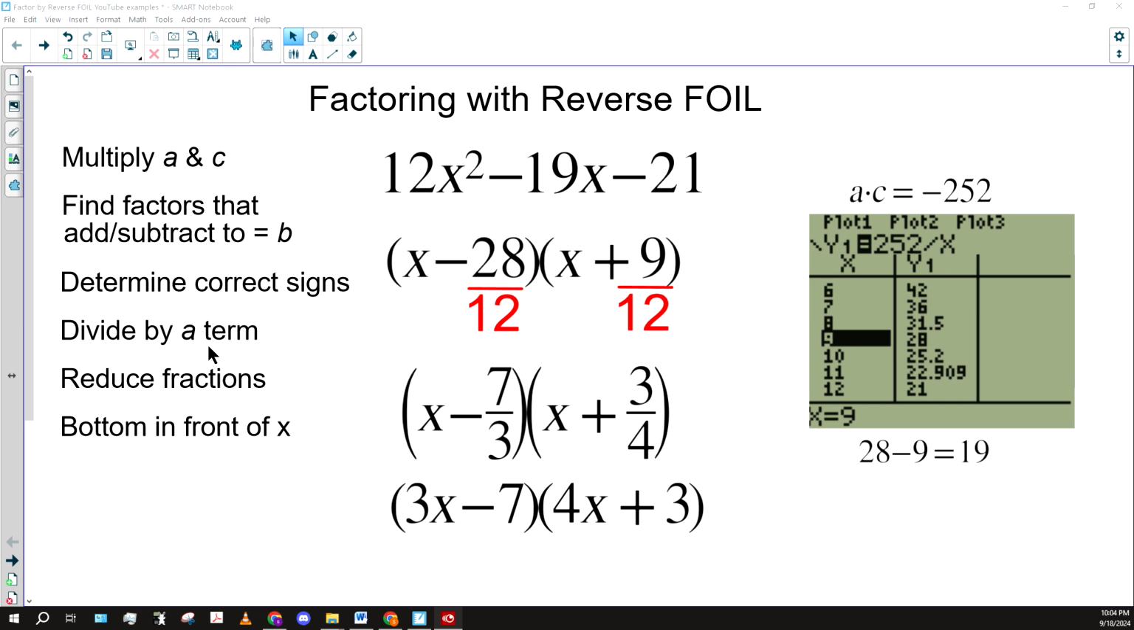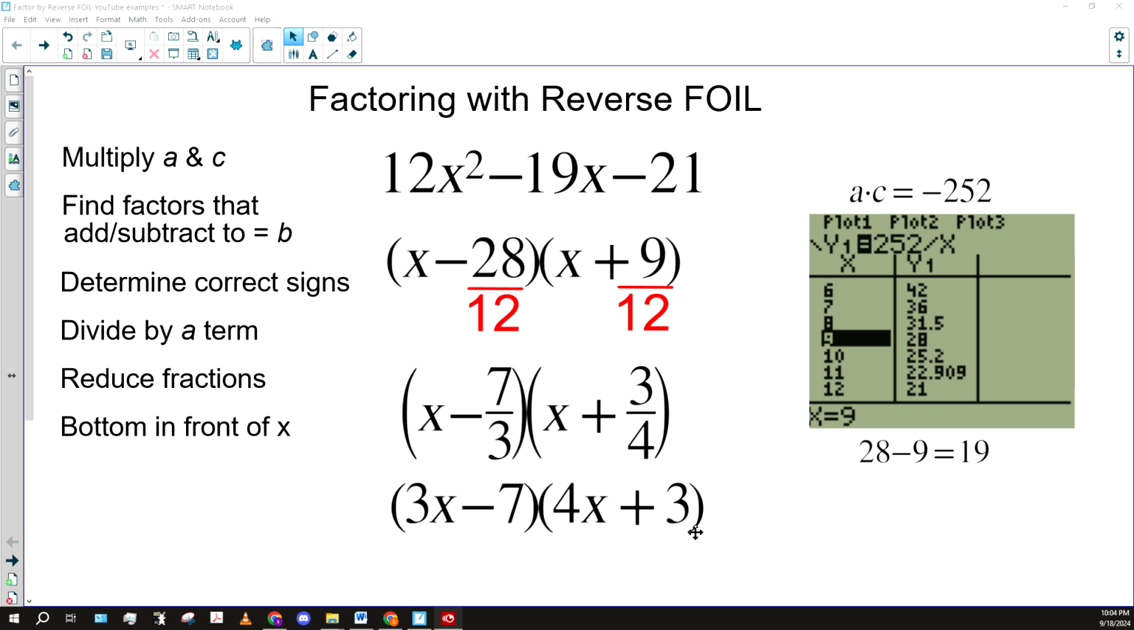Next, I'm going to divide by the a term, which was 12. So you divide them by 12 and you get fractions. Always reduce your fractions. And once you've reduced your fractions, whatever number is on the bottom, the denominator, goes in front of the x. So here you would end up with 3x minus 7, and this would be 4x plus 3.